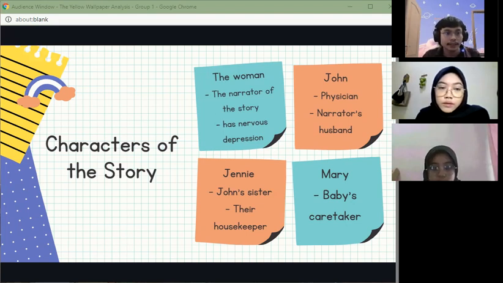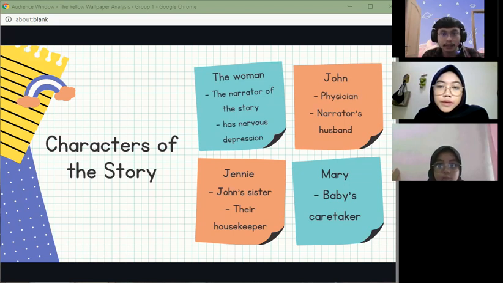And the second one is John. John is the narrator's husband and her physician also. As a part of her rehab, John limits her movement. John, unlike his imaginative wife, is a realist who prefers facts rather than fantasy. He shows love to his wife, but he is unaware of the harmful impact his actions have on her.